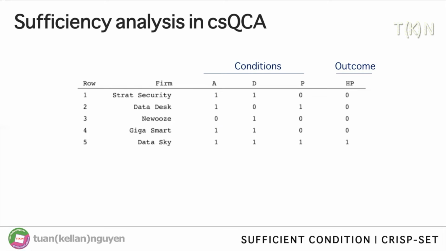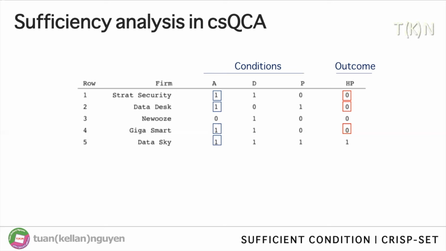Let's start with the condition A, firms investing in AI. Based on the logic of sufficiency, only those cases that contain the presence of the condition are relevant. For condition A, cases 1, 2, 4, and 5 are relevant, where A takes the value 1. We are supposed to find the cases where A takes the value 1 and the outcome HB also takes the value 1. If so, A is the sufficient condition for the outcome.